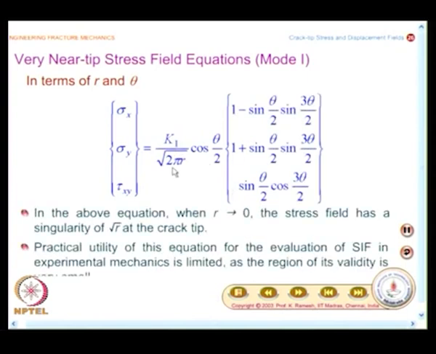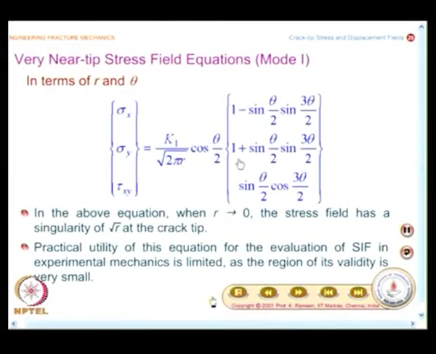You have sigma x equal to k1 by root of 2 pi r cos theta by 2 multiplied by 1 minus sin theta by 2 sin 3 theta by 2. I would appreciate it if you go to your rooms and substitute the values of capital Z and Z prime appropriately and verify whether you are able to get the final expressions like what I have shown here. The second term, sigma y, is 1 plus sin theta by 2 sin 3 theta by 2, and tau xy is sin theta by 2 cos 3 theta by 2, and this gives certain understanding of what happens near the crack tip.